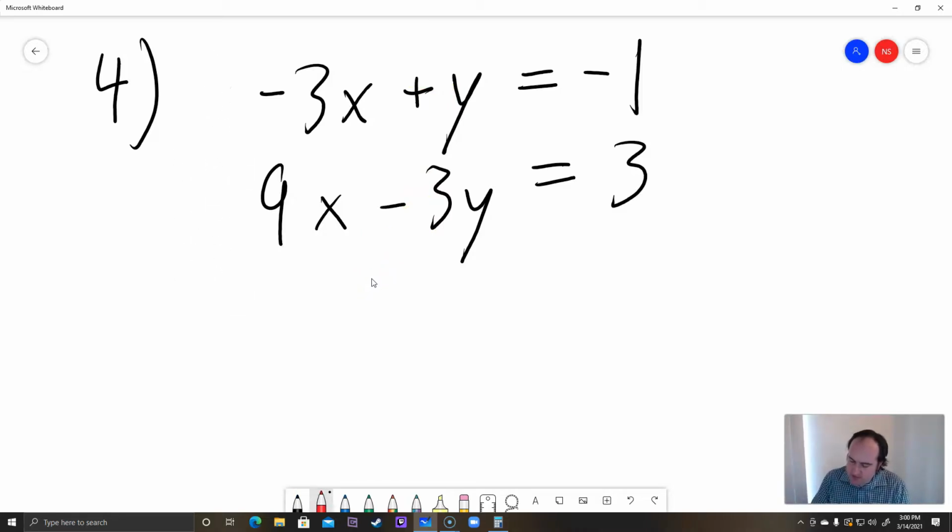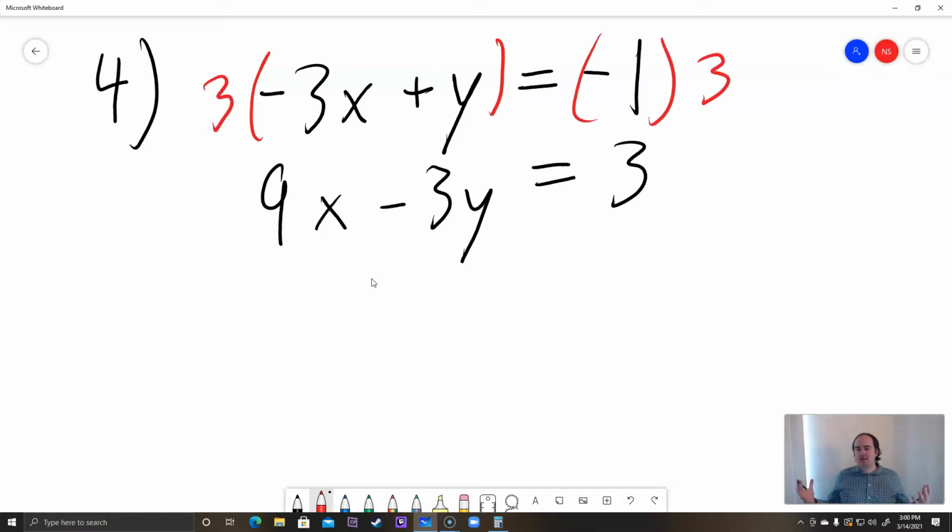So our first step is going to be to multiply the top equation by positive 3. Now, why is it positive 3 this time, and last time it was a negative number? Well, here, the bottom equation already has a negative 3y, so we want the top equation to be a positive 3y, so they'll cancel. So that's why we're doing a positive 3. Okay, so multiplying that on the top equation, we're going to get a new system.